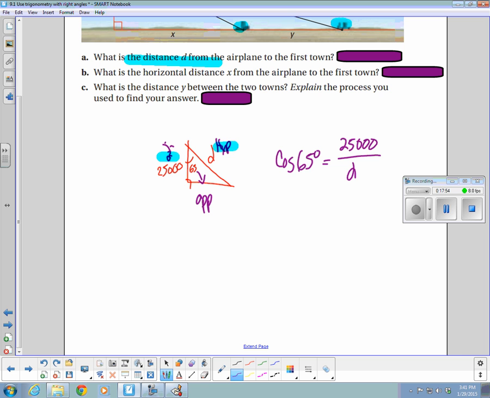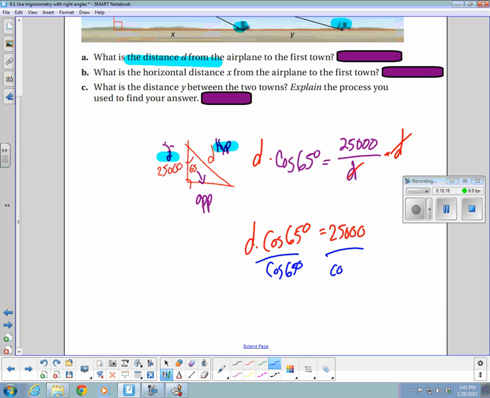Okay, so I'm going to solve for d. To get d by itself, I'll just multiply it on both sides. So d, so these cancel. I get 25,000 is equal to d times cosine 65 degrees. Divide both sides by cosine of 65 degrees. Okay, that means d, because these cancel, is equal to this.